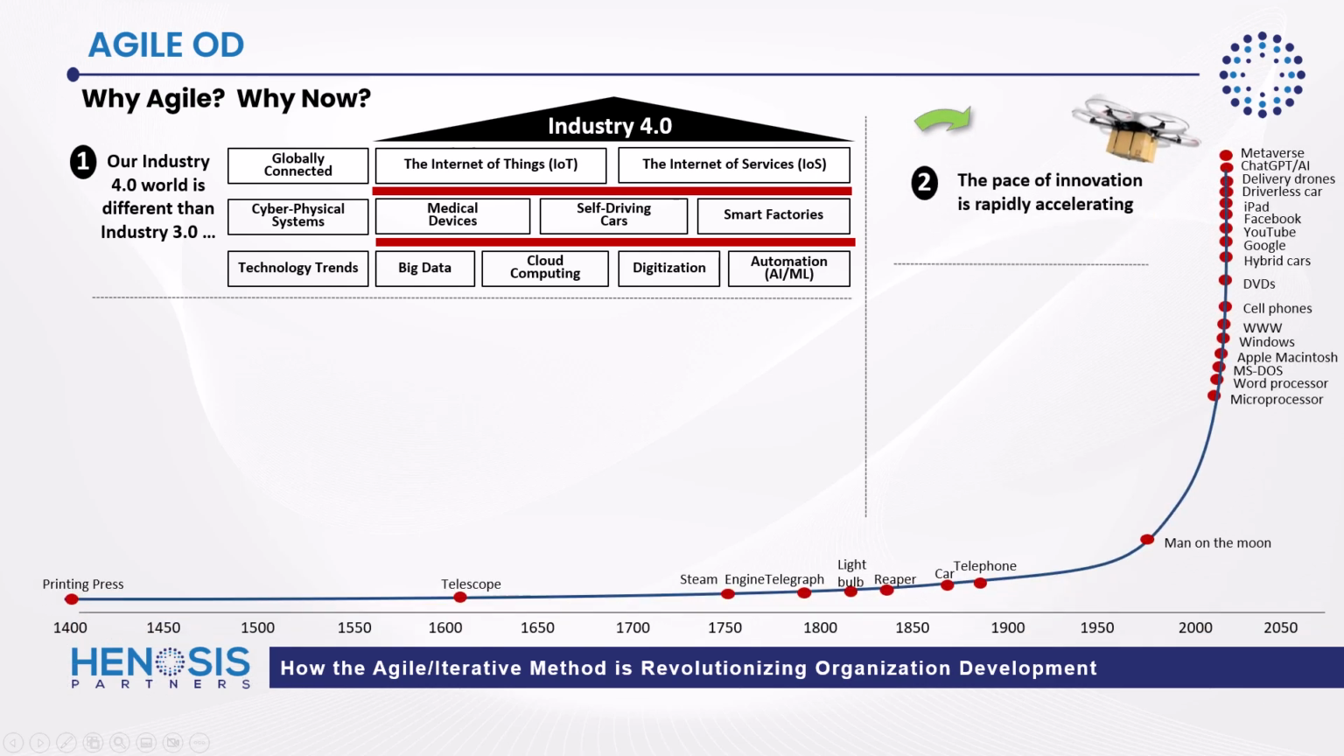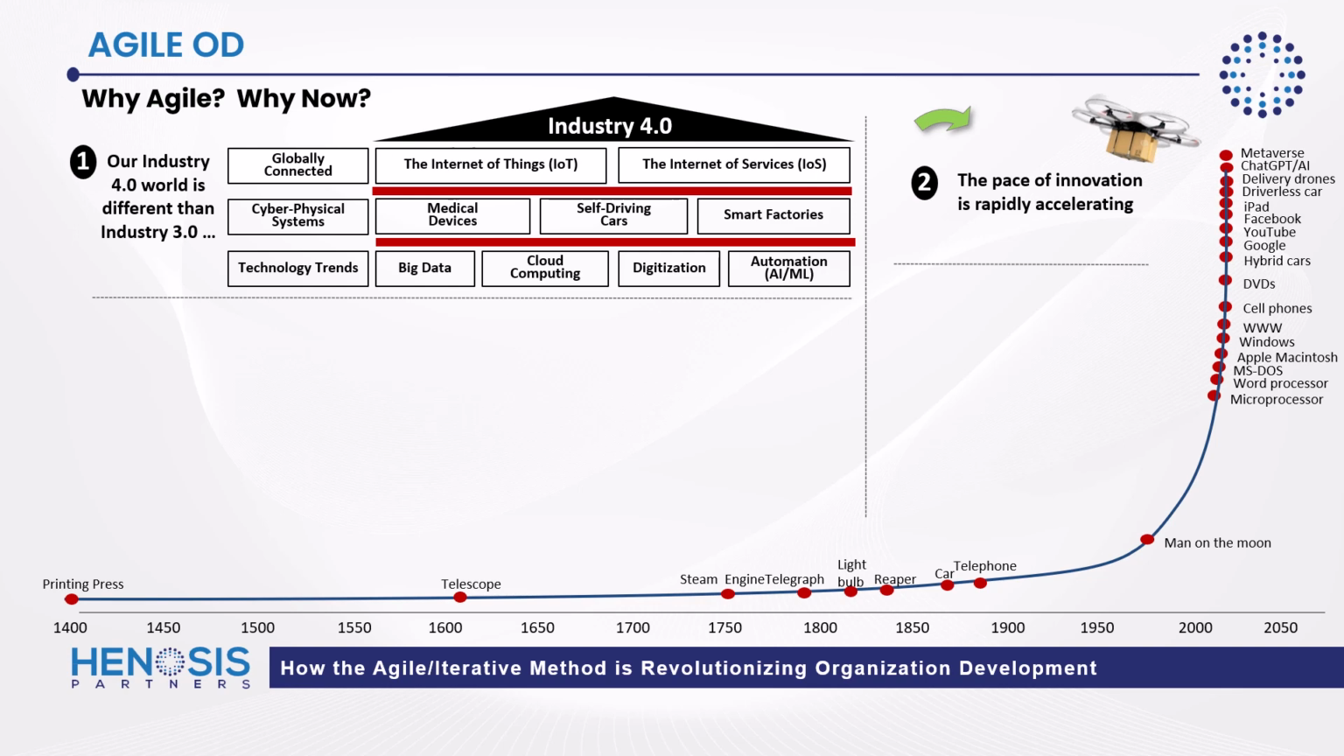In addition to that, the pace of innovation is rapidly accelerating. Consider that over 200 years elapsed from the introduction of the printing press around the year 1400 and the telescope in the year 1600. From the year 1600 all the way up through the early 1900s, we see an increasing pace of innovation, from the introduction of the steam engine to the telegraph to automobiles and the telephone.